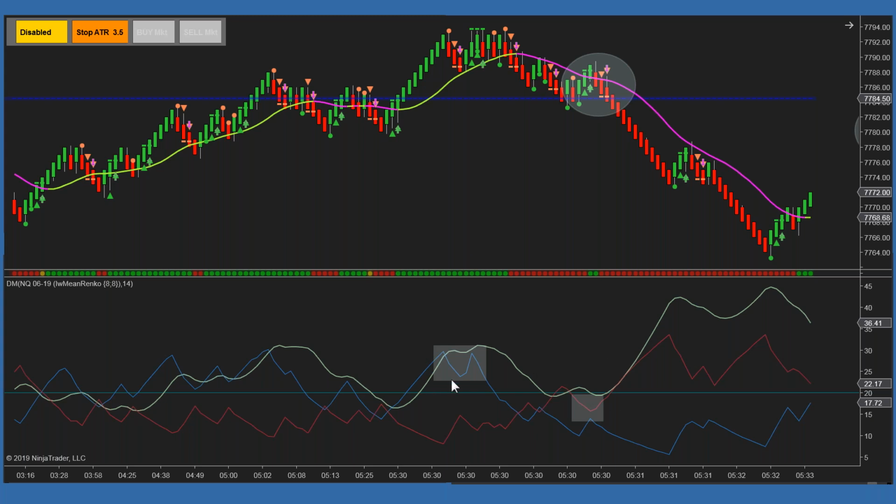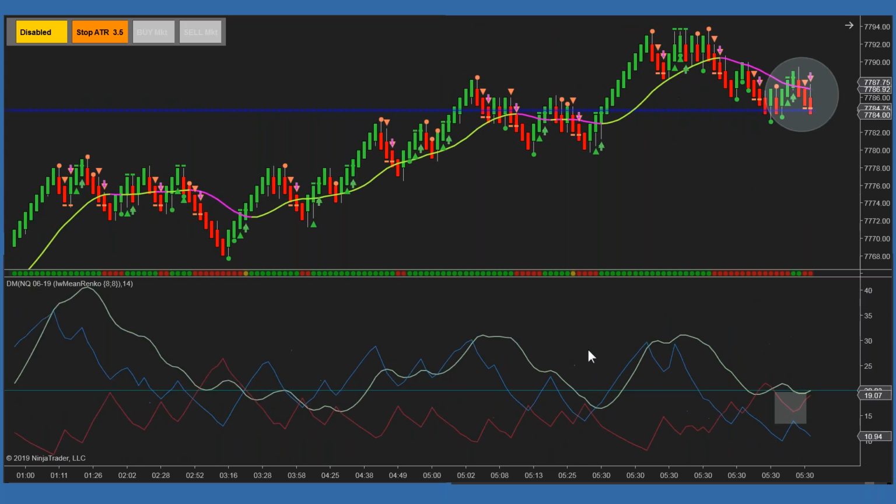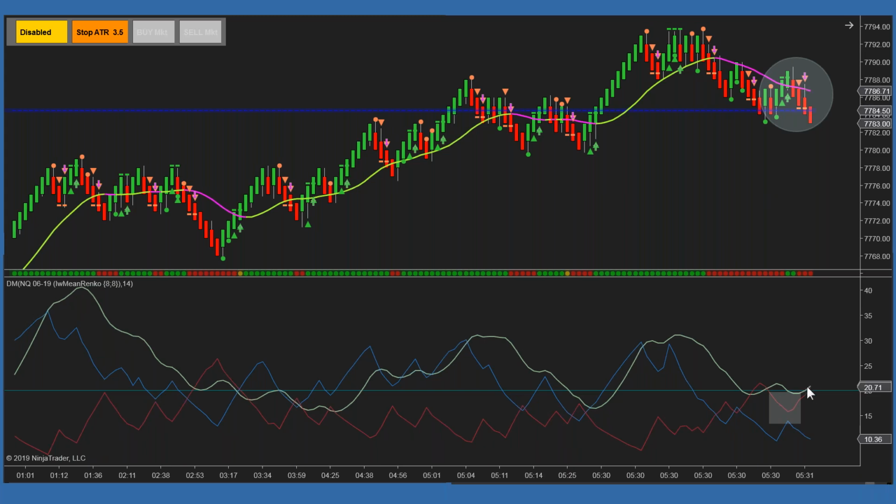But take, for instance, this one right here. So we have the cross, so now we're on the alert for a selling opportunity. We have the pullback, we have the signal, and the ADX is beginning to rise as well.